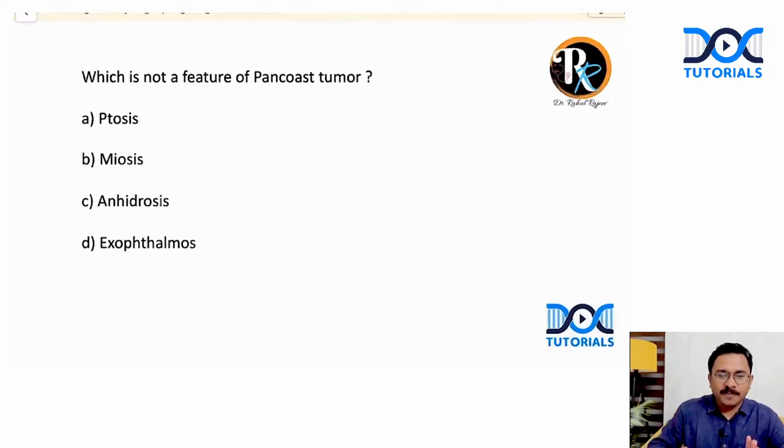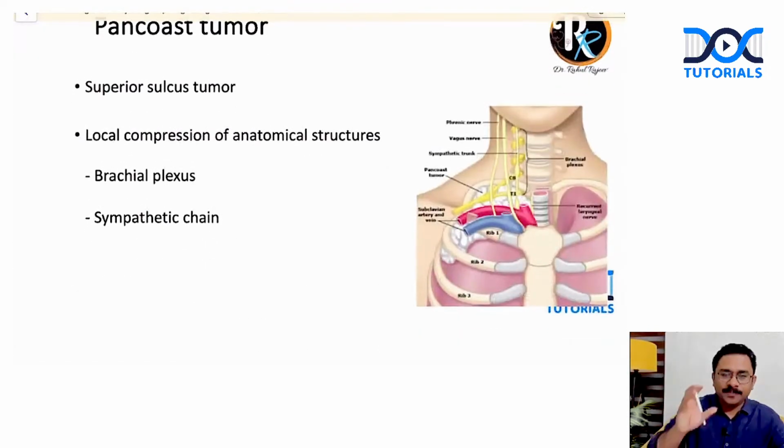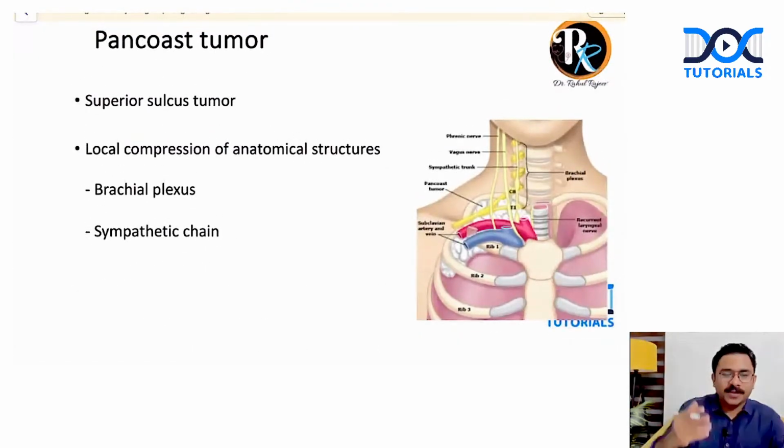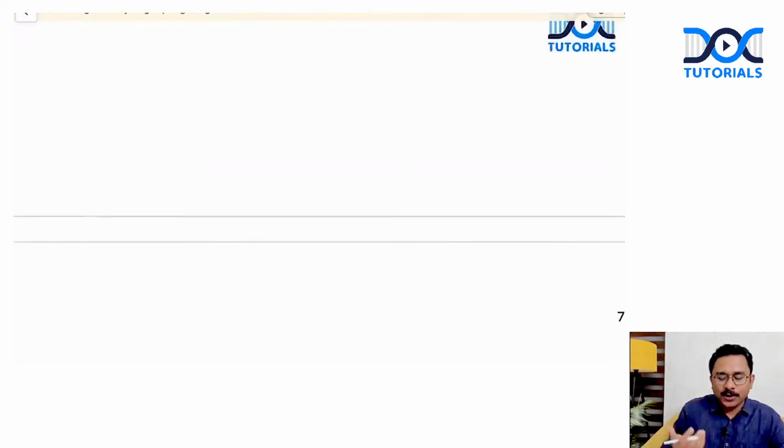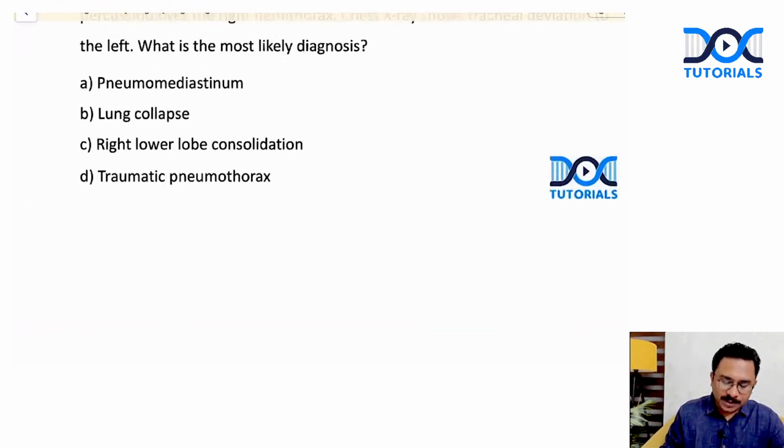Which is not a feature of Pancoast tumor? What do you think? Ptosis, miosis, anhidrosis, all of them are features. So I'm eliminating all of them. It is not exophthalmos, it is enophthalmos. Okay, right. So I'm eliminating the other options, and the correct answer is going to be option D, that is exophthalmos. So we know that in case of the Pancoast tumor, there is a tumor in the apex of the lung which can cause local compression of the anatomical structures like the brachial plexus, especially the lower trunk, and the sympathetic chain, producing the various manifestations of Pancoast tumor.